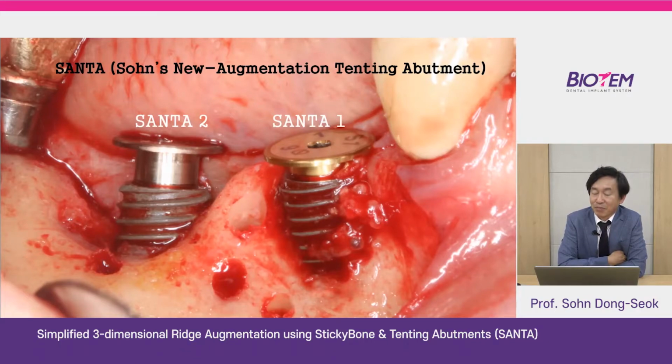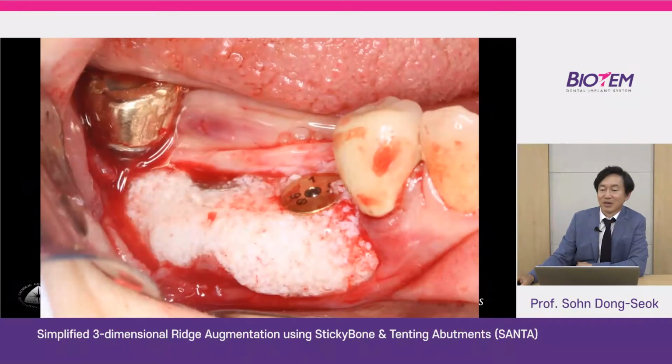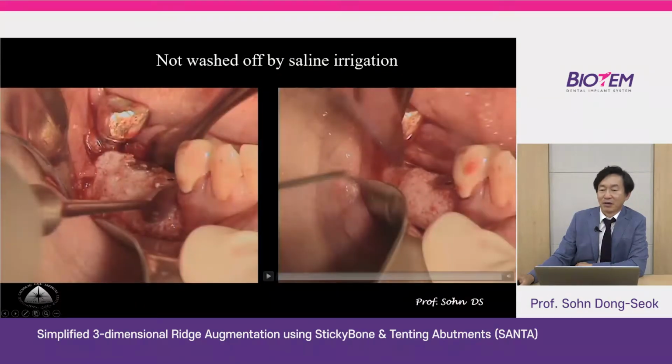collapse of grafting materials, a special tenting abutment was placed on the implant platform. This is the Santa 2, which has a 2 millimeter cuff height. This is Santa 1, which has a 1 millimeter cuff for horizontal augmentation. So in putty condition, the bovine bone was grafted on the defect.